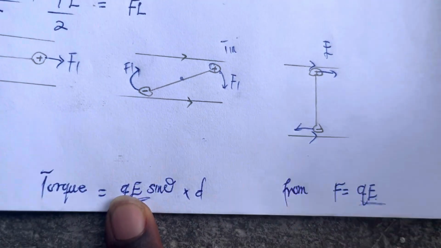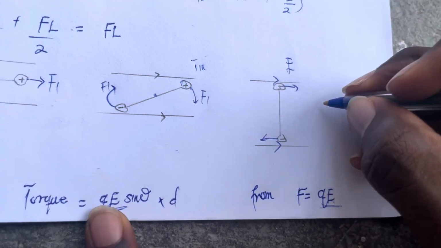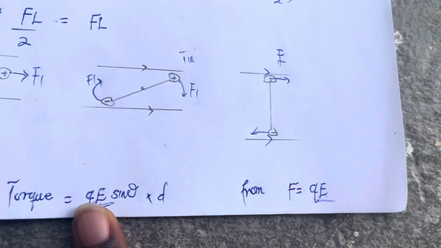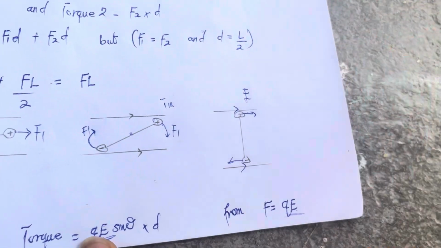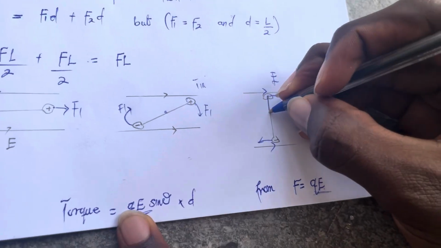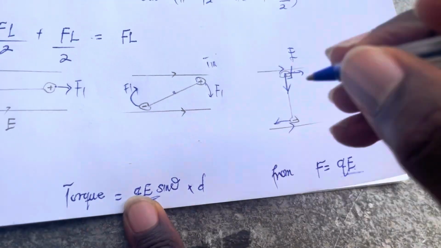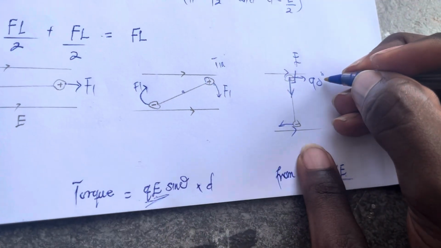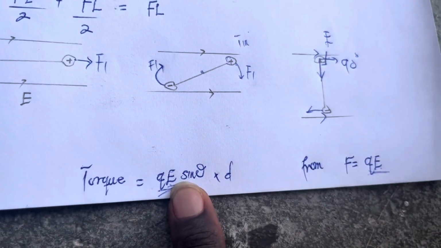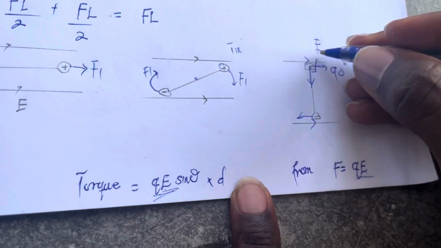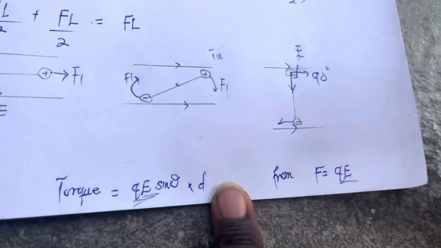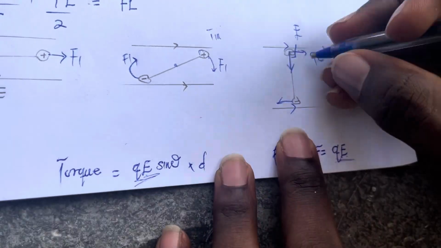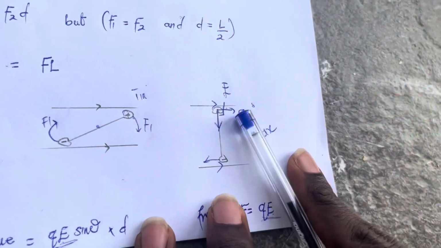And theta is the angle between the force and the electric field. If this is the direction of the electric field, then the force will be acting in the opposite direction, so at the end of the day they are forming 90 degrees. For this particular diagram, we have a 90 degree angle, and sine 90 is 1. So when the dipole moment is perpendicular to the electric field, we get a maximum torque.